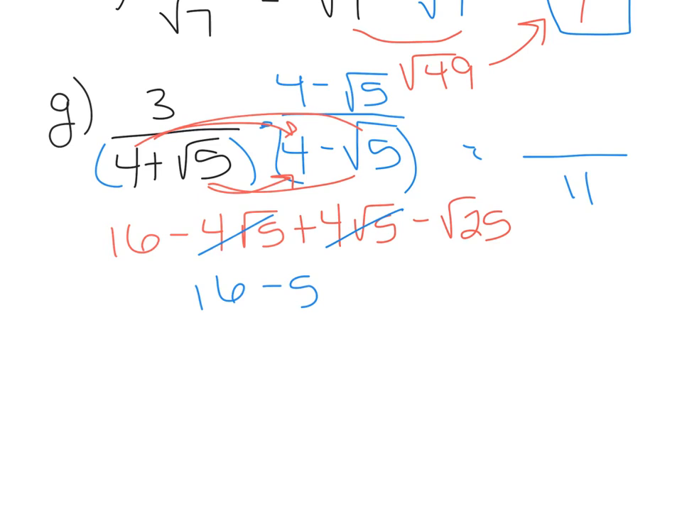The numerator, on the other hand, doesn't cancel. You have this 3 times this binomial, so this is going to be distribute. You're going to distribute this 3. So if it's helpful, you might want to put parentheses around this binomial. 3 times 4 is 12. Then 3 times the negative square root of 5 is negative 3 square root of 5. And you're done.